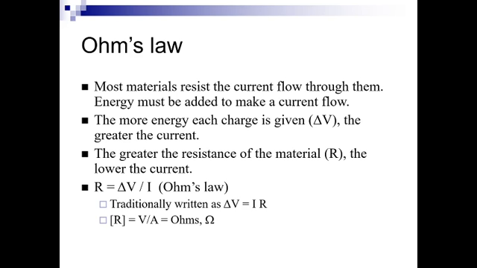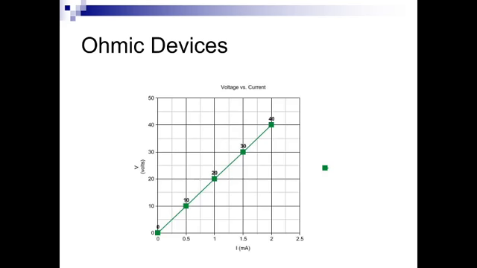So we get that. And when things follow Ohm's law, what you get is a nice graph that looks like this. Because V equals IR, you see a nice linear shape. And so in this case, the slope of that line will just equal your resistance.